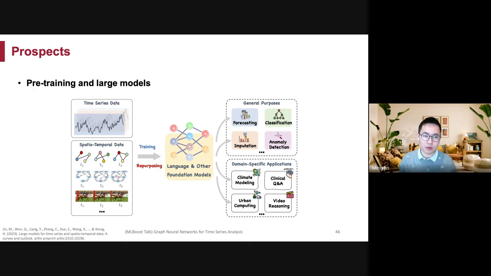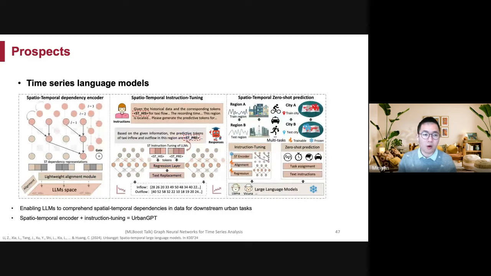So it could be one way, like pre-training a larger universal spatial temporal model, or you could have a look at large language models, especially involving the spatial temporal interactions. Here is an example, UrbanGPT. This work actually consists of two things. One is the spatial temporal encoder to embed the spatial temporal information in the given observations. So you get the embedding, and then you inject that embedding into your prompt. You ask the large language model to give your prediction. This is the core idea of UrbanGPT.